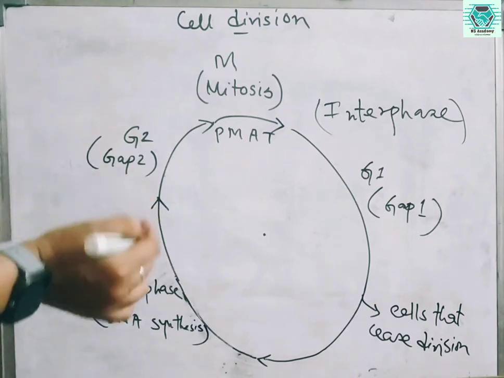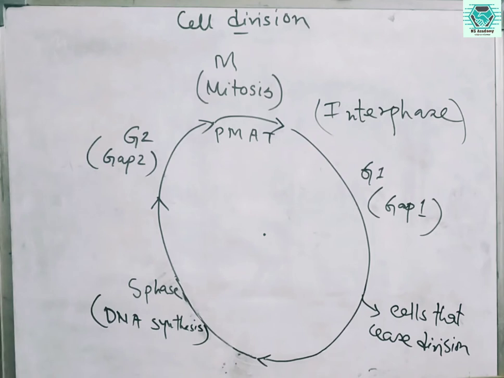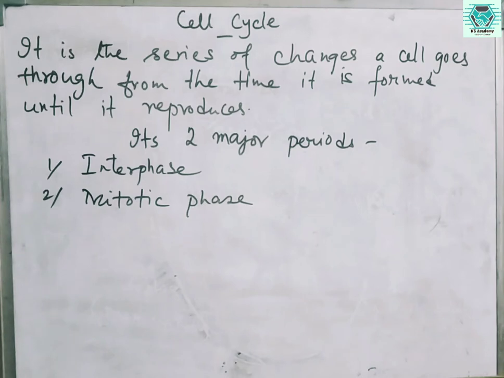So this is very important. All living cells come from other living cells. It's true. During mitosis, the nucleus of the cell divides, forming two nuclei with identical genetic information. Now we move to the mitosis process. So here comes the definition of the cell cycle.